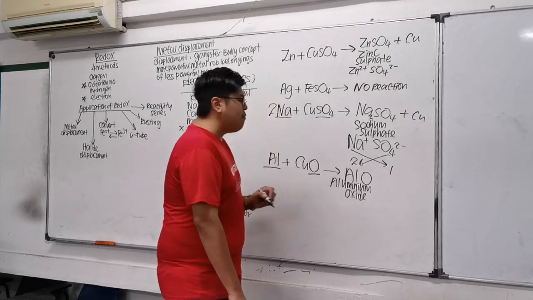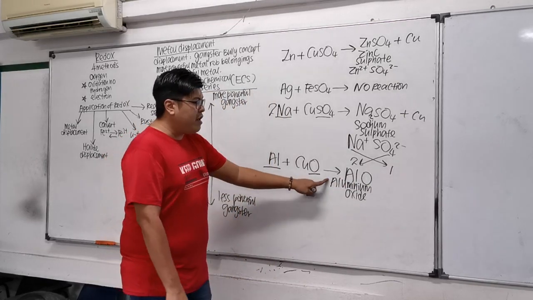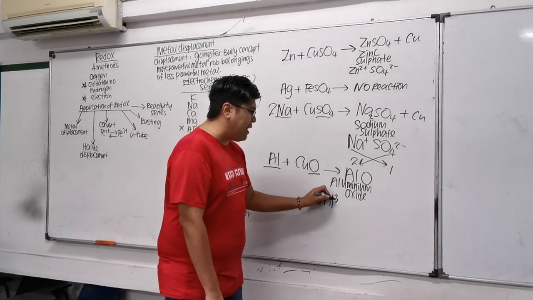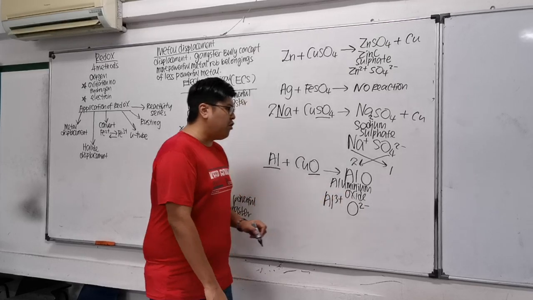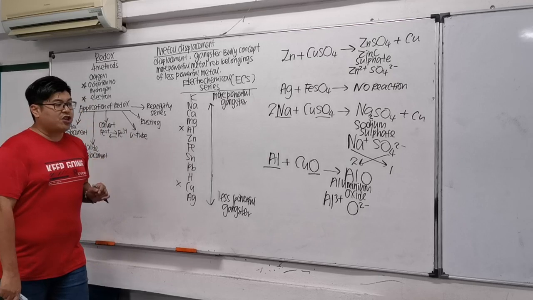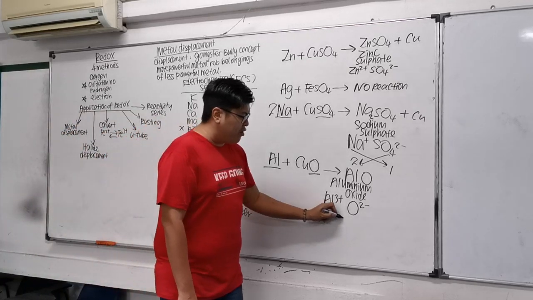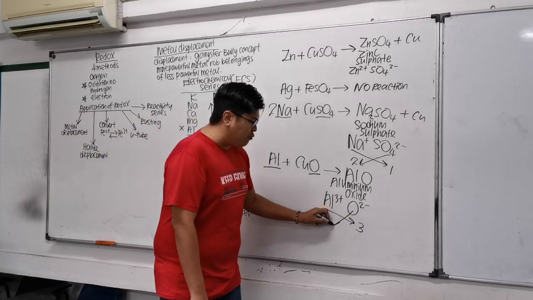What is the real formula for aluminium oxide? Aluminium, the charge is Al3+. Oxide, the charge is O2-. Form 4 Chapter 3: when these two ions have different charges, do the cross method. The 3 goes to the right, the 2 comes to the left.